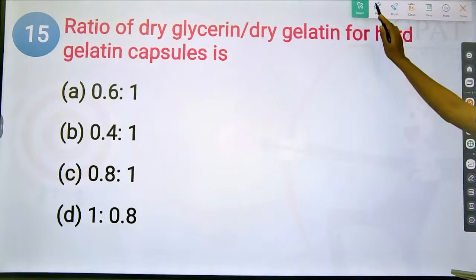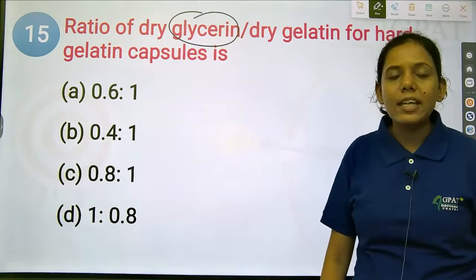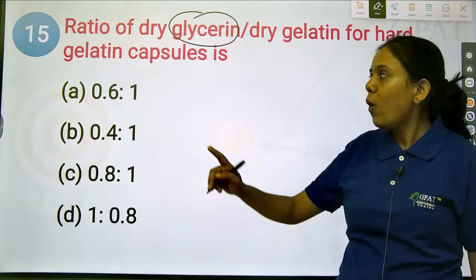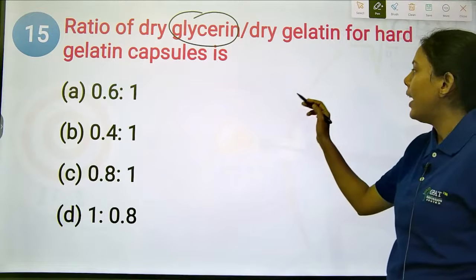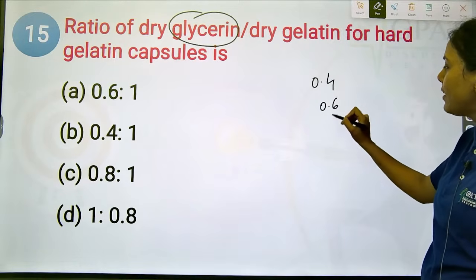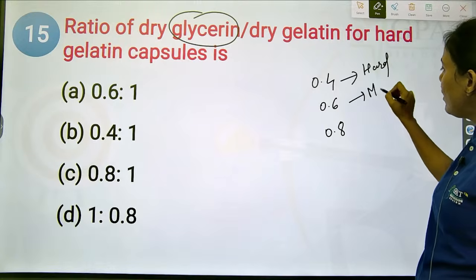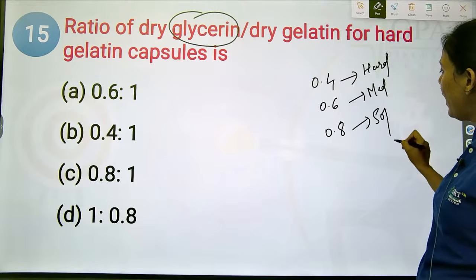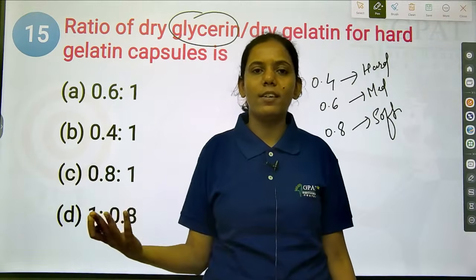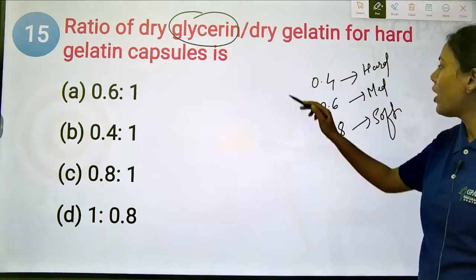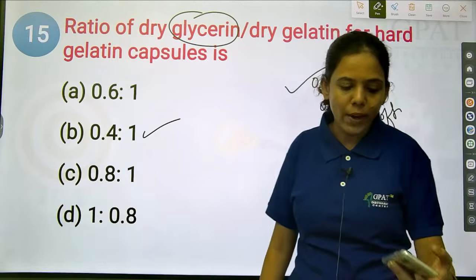The ratio of dry glycerin to dry gelatin for hard gelatin capsule. Remember, dry glycerin is nothing but your plasticizer. So if the value is higher, that means it is a soft gelatin. If the value is lower, it is a hard gelatin. So it is like 0.4, 0.6 and 0.8. If it is 0.4, it is hard. If it is 0.6, it is medium. If it is 0.8, it is soft, because in 0.8, a higher amount of plasticizer or glycerin is present. Now here they are asking for hard. Hard is 0.4 divided by 1. So the ratio is 0.4:1.